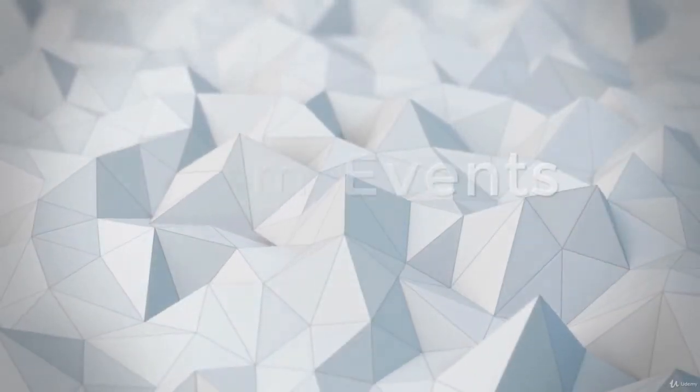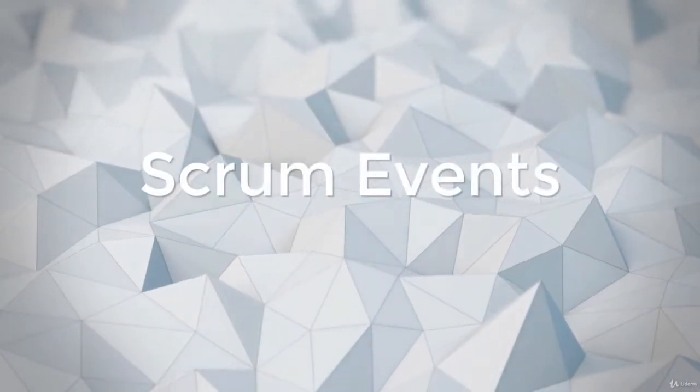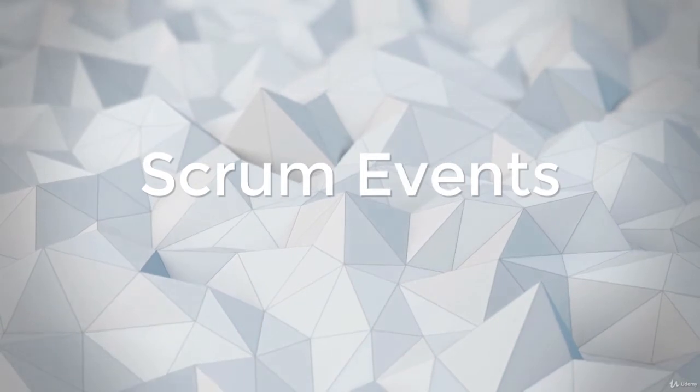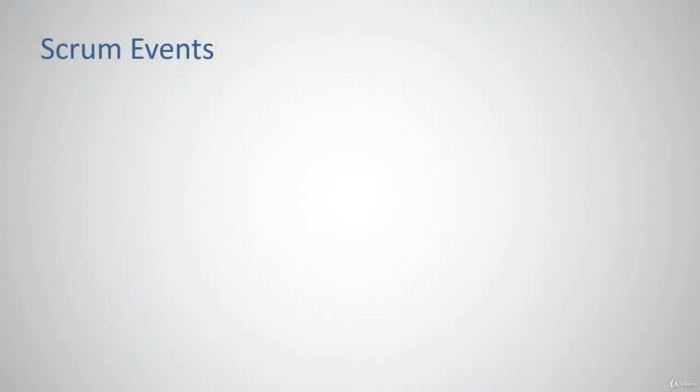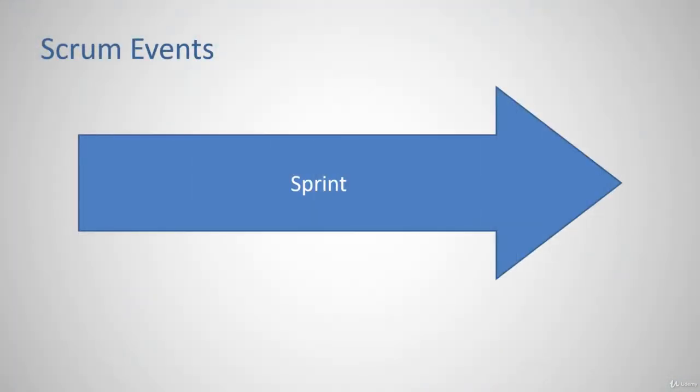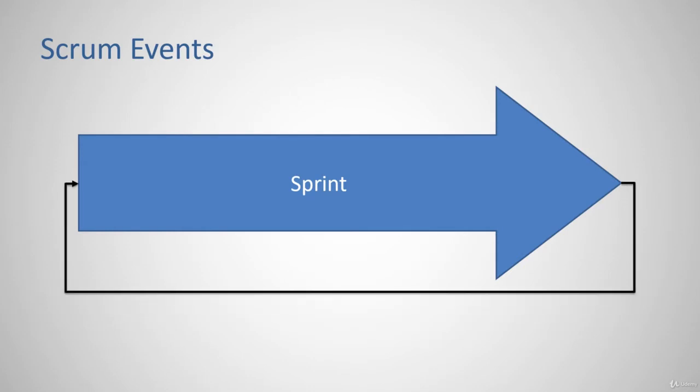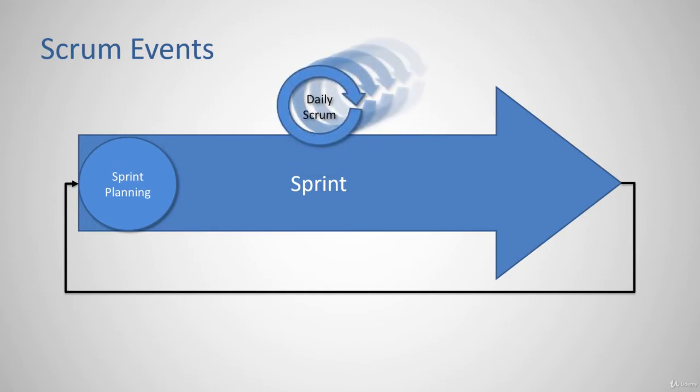Scrum prescribes events to create habits and to minimize the need for other meetings. The main event is the sprint, that represents one iteration and is a container for all the other events. The events inside the sprint are the sprint planning, which is the first event of the sprint, the daily Scrum that occurs every day, and at the end of the sprint there are the sprint review and retrospective.